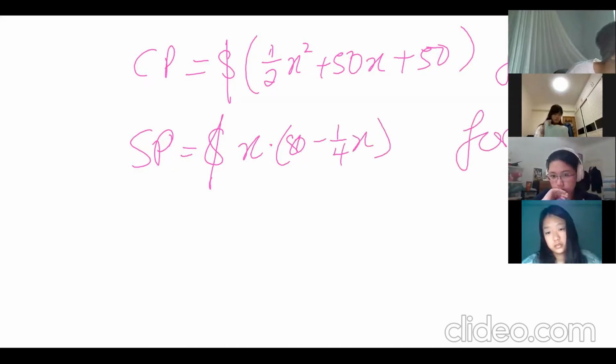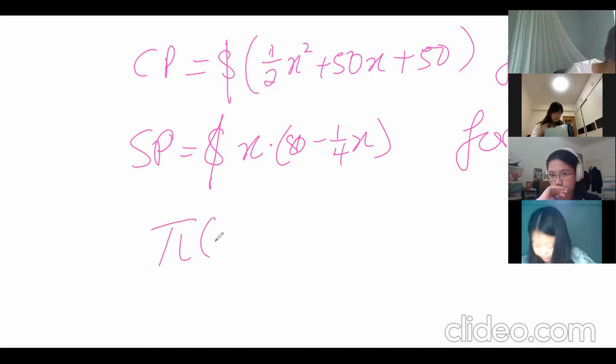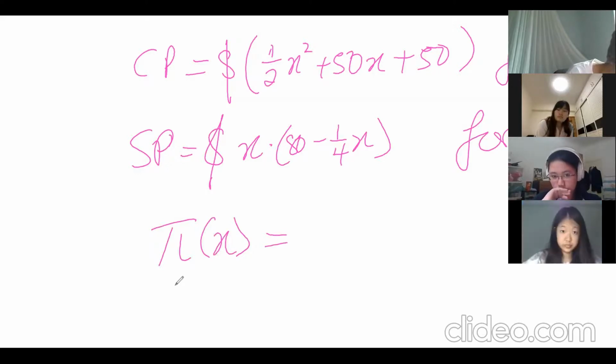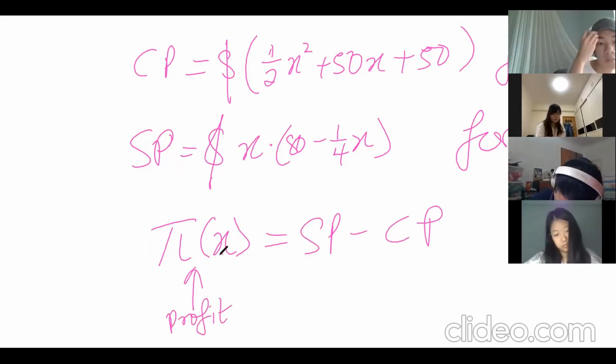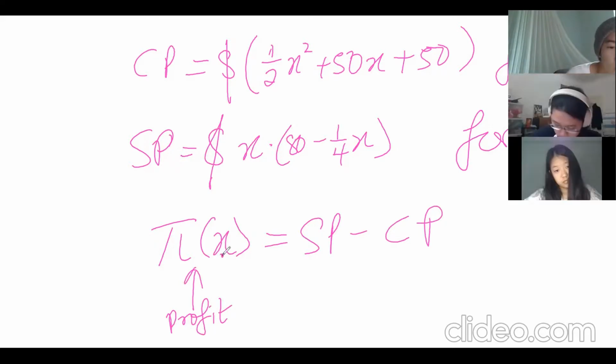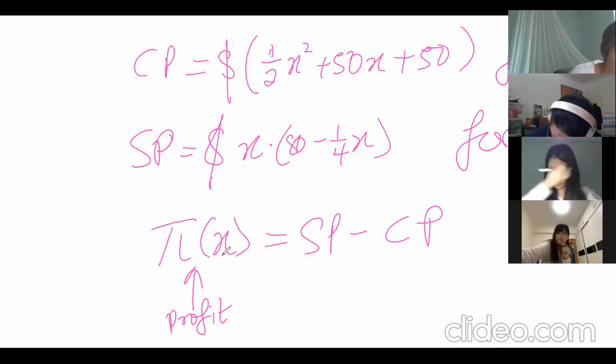Okay. Profit function, we use pi a lot for profit function, or you can use y, it doesn't matter. Profit function will be selling price minus cost price. This is profit. It's a common thing in maths, okay? So profit in terms of X. Remember this notation, right? It means profit is a function of X. That's what I've written. Understood?